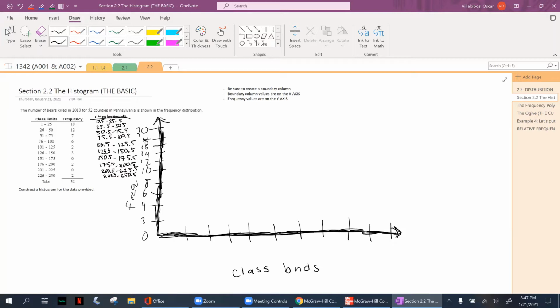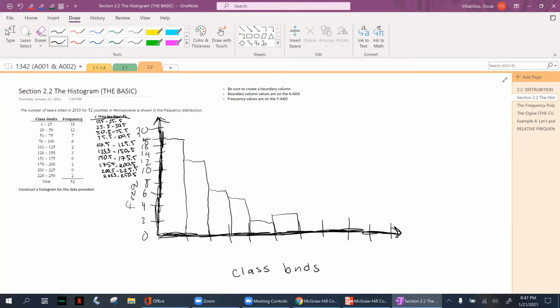So the first class that I have has a frequency of 18, so I'm going to go all the way up to 18 and meet there. The next one, from 25.5 through 50.5, is going to be 12. The next one would be 7, which is somewhere here. And the next would be 6, 2, and 3, somewhere like right there.